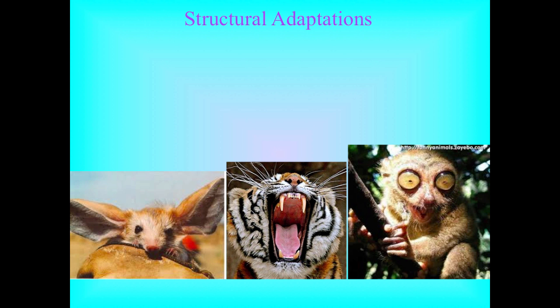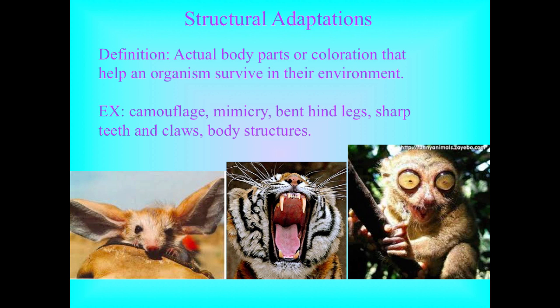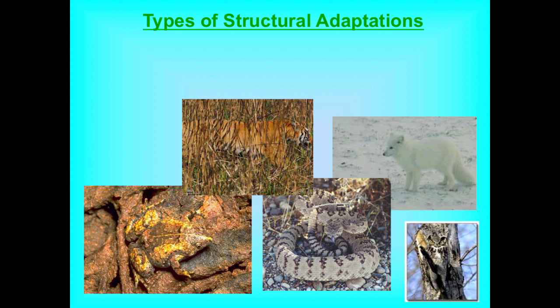So we're going to talk about structural adaptation today. And we know that the definition of structural adaptation is the actual body part or the coloration that helps an organism to survive in its environment. So remember, structure is how it is made. Some might be external structures and some might be internal structures. Examples of structural adaptations are camouflage, mimicry. Those would obviously be external. The bending of the hind legs, the sharp claws and teeth, and body structures, and those are internal adaptations.